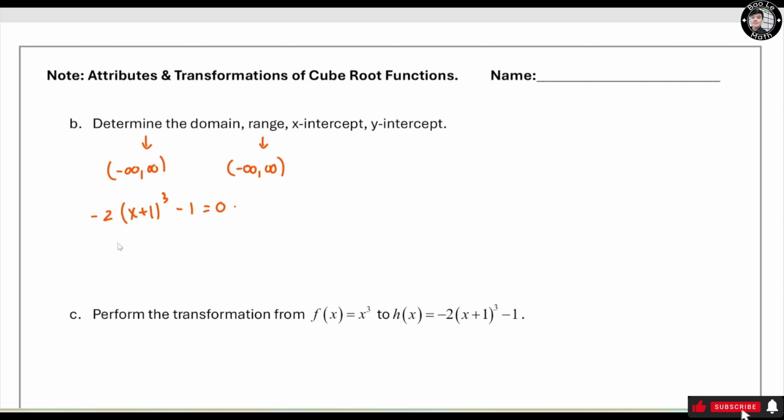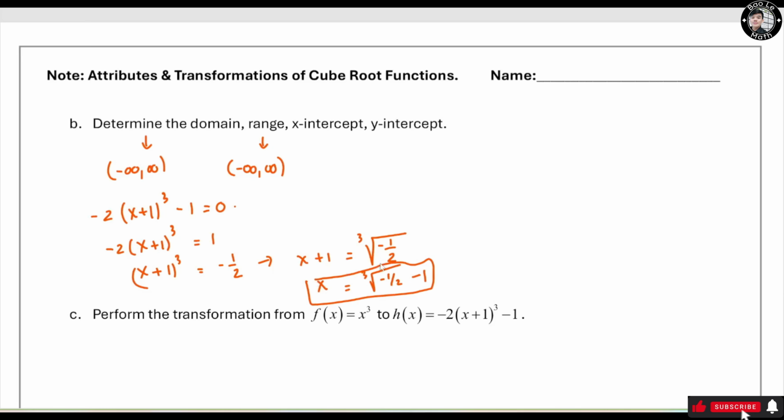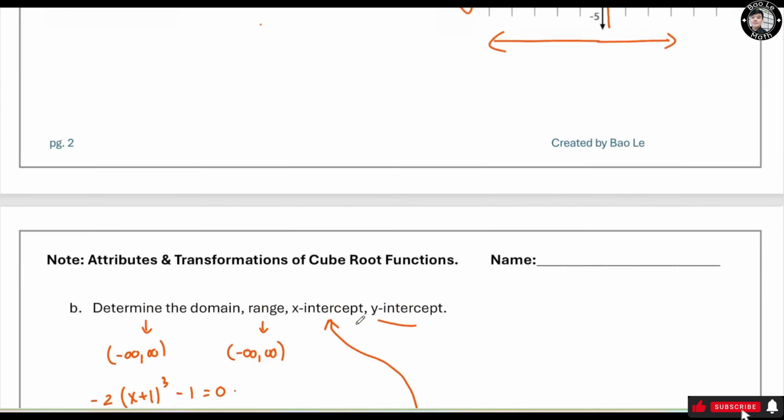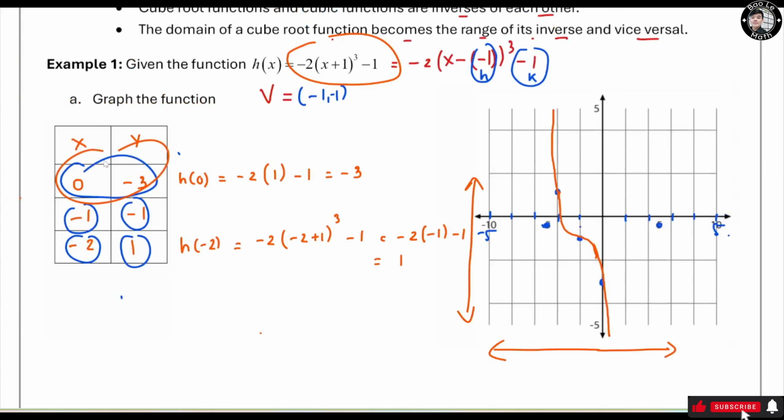So we're going to add 1 both sides. It's going to be -2 times (s plus 1) cubed equals 1. Divide both sides by -2, so (s plus 1) cubed equals -1/2, right? Take cube root both sides, so it could be s plus 1 equals cube root of -1/2. Subtract 1 both sides, s equals, this one is the x-intercept, right? So we can write this one in ordered pair. Now y-intercept, we just got it right here. It's going to be (0, -3), right?